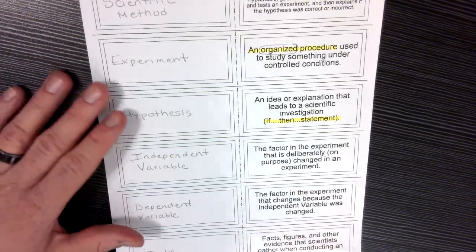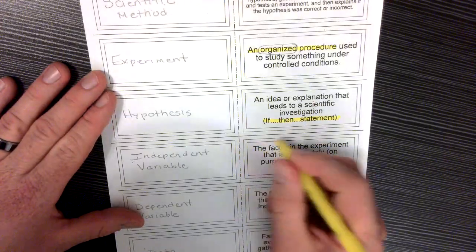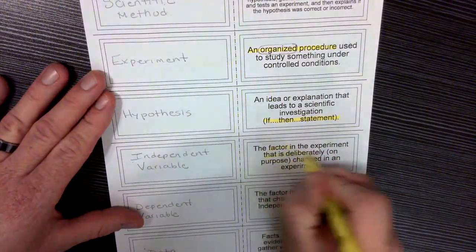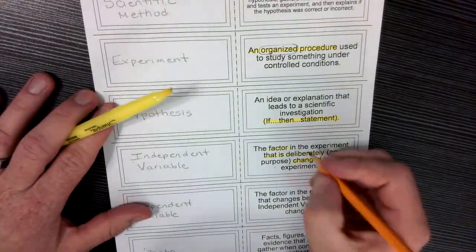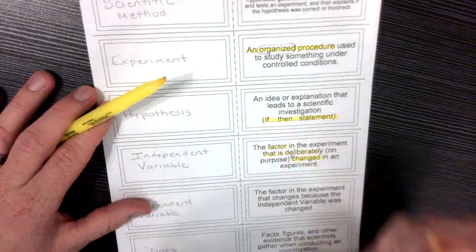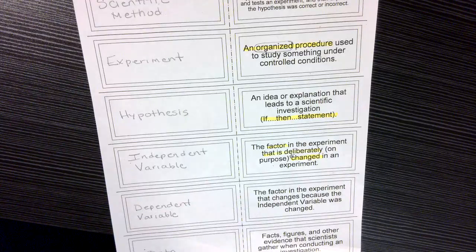The independent variable is the factor that is deliberately changed. And I can't emphasize this word enough, I'm going to put a star by it. The factor that is changed.